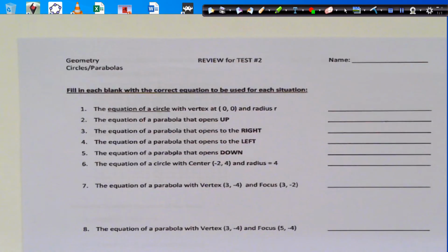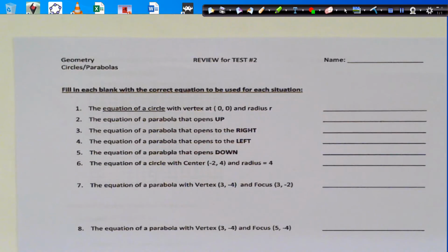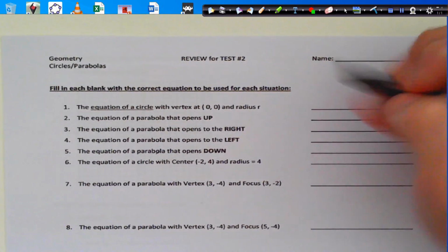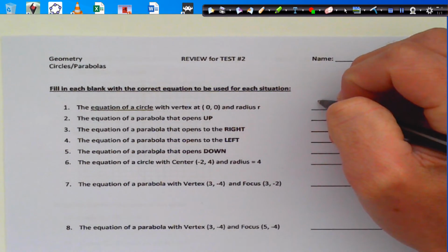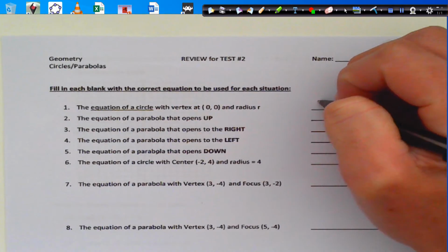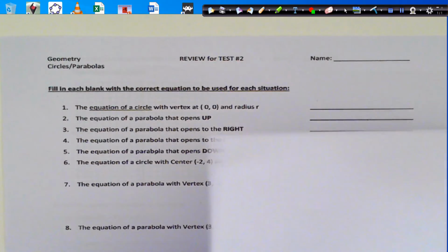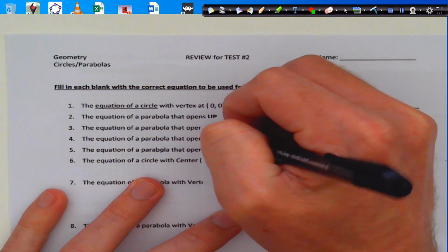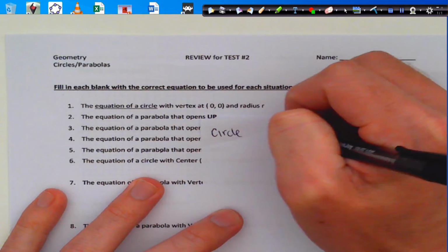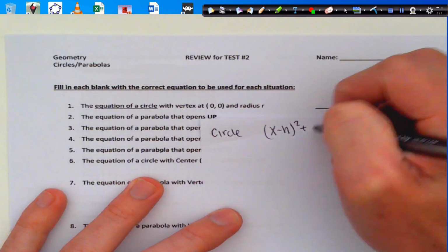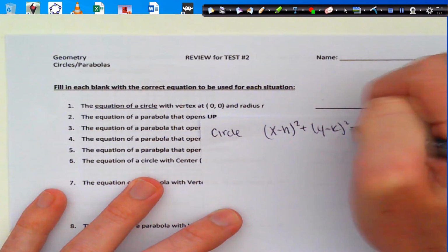The equation of a circle with a vertex at 0, 0 and a radius r. Okay, so the circle equation is basically x minus h. Maybe we should do that first. Let's do that first. You should probably have this written down. So a circle equation is x minus h squared plus y minus k squared equals r squared.